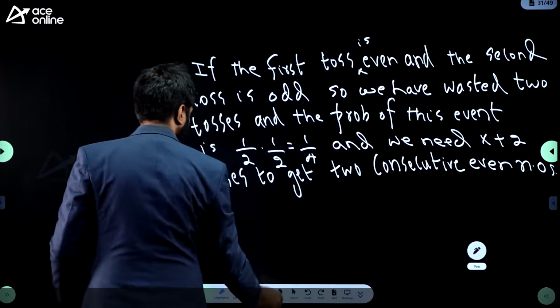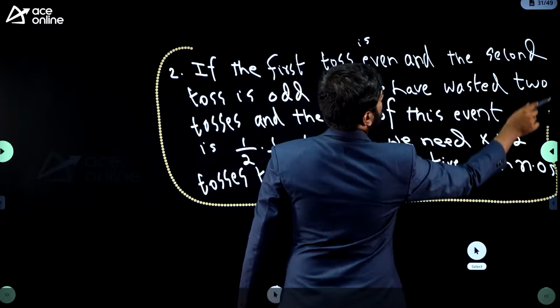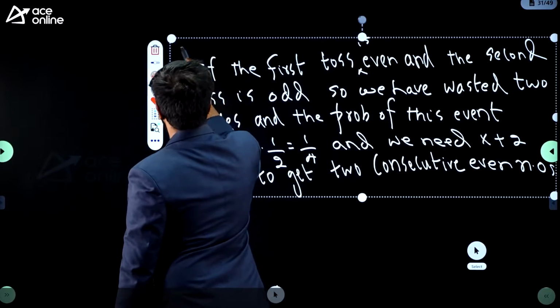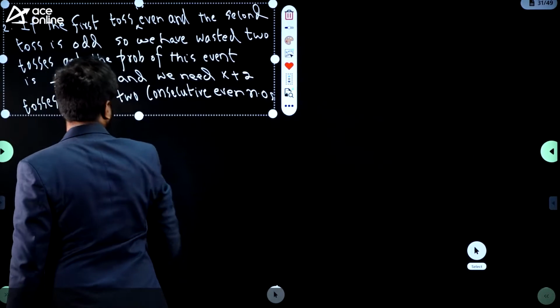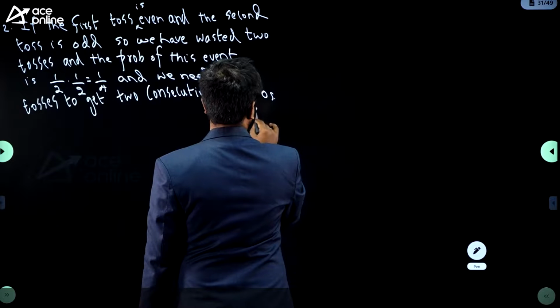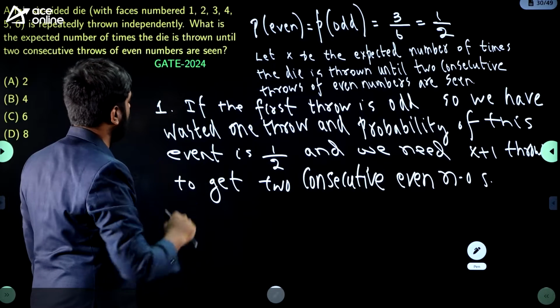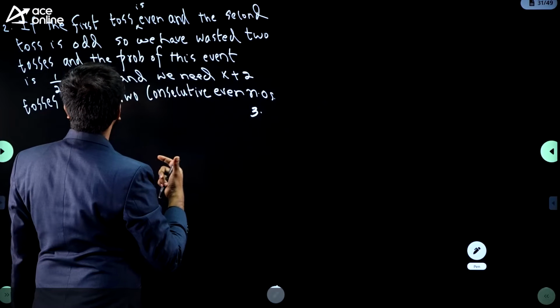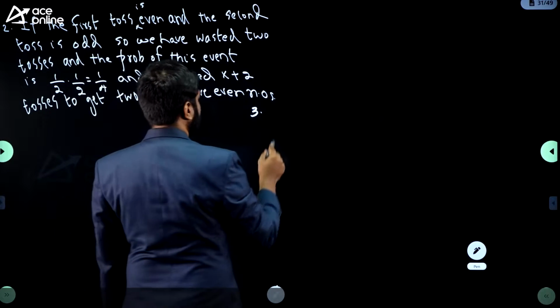Now there is another case, so let me elaborate this one by one. This is case 2. Let's put this here. So what is case 3? Let's talk about case 3, students. In case 1, we said the first throw is odd, and here we said the first throw is even and the second throw is odd. So it can be like this as well.